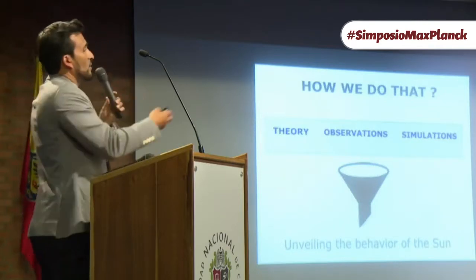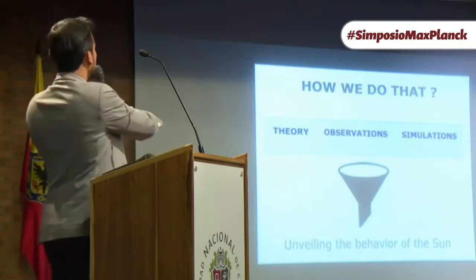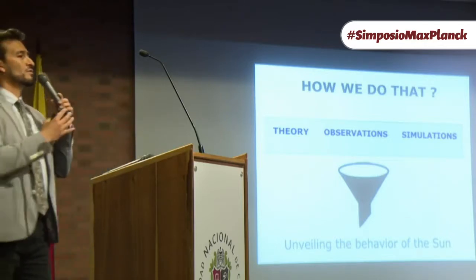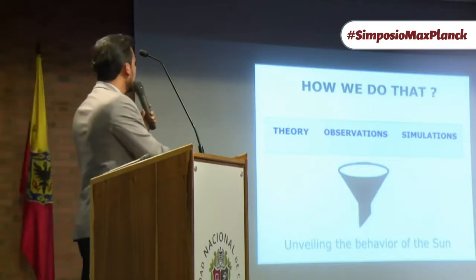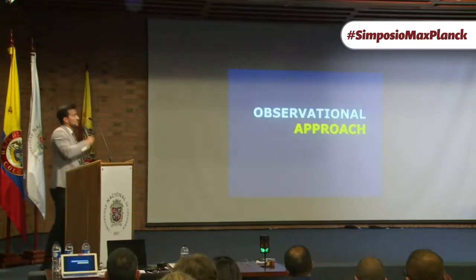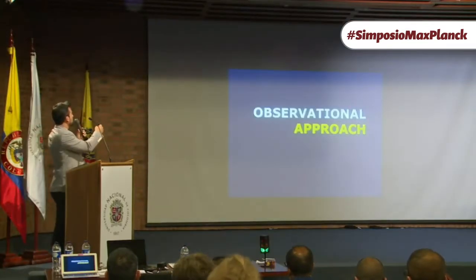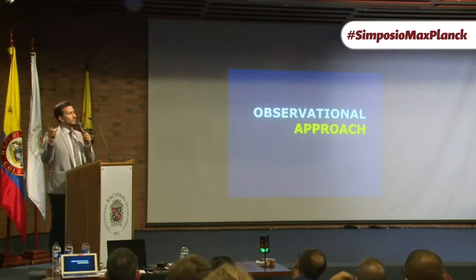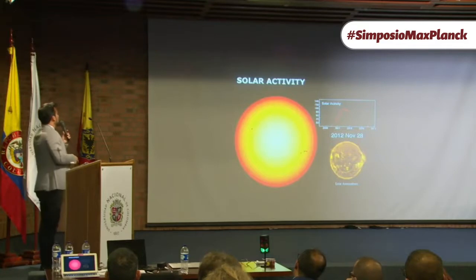So how do we try to understand those things? Well, we have theory, observations, and simulations, and if we combine the three of them, we get to unveil the behavior of the sun. That's how we work, basically. So I'm going to give you an observational approach, rather than the theoretical or the simulation one.